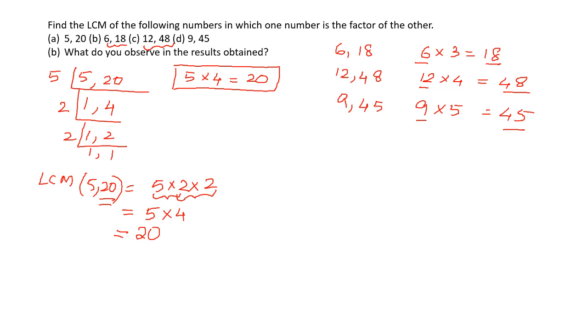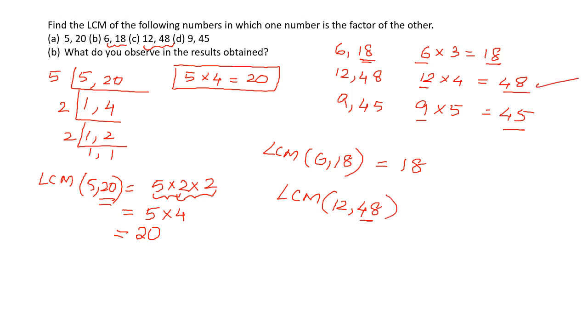So in that case, 6 and 18, what will be the LCM? The LCM will be 18. LCM of 6 comma 18, because 6 3s are 18. 18 is a multiple, therefore the LCM will be 18. LCM of 12 comma 48. Now 48 is a multiple, I told you 12 into 4 is 48. Therefore the LCM will be equal to 48. LCM of 9 comma 45. 9 multiplied by 5 is 45. 45 is a multiple of 9. Therefore the LCM will be 45.